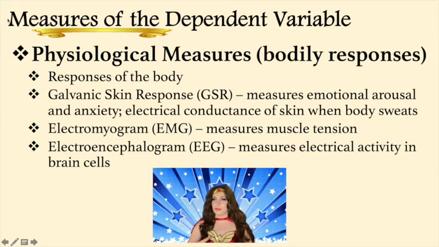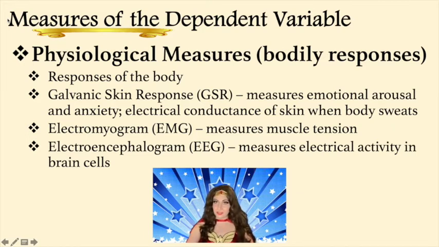EMGs help you measure muscle tension, and typically when muscles are tense, that indicates a particular emotional response. And we also have EEGs, in which, given a variety of different connections to your scalp and head, and really advanced technology, we can actually measure electrical activity in a person's brain. So it's true that physiological measures are also objective. They're also very helpful because we can quantify them, measure them, and analyze them statistically.